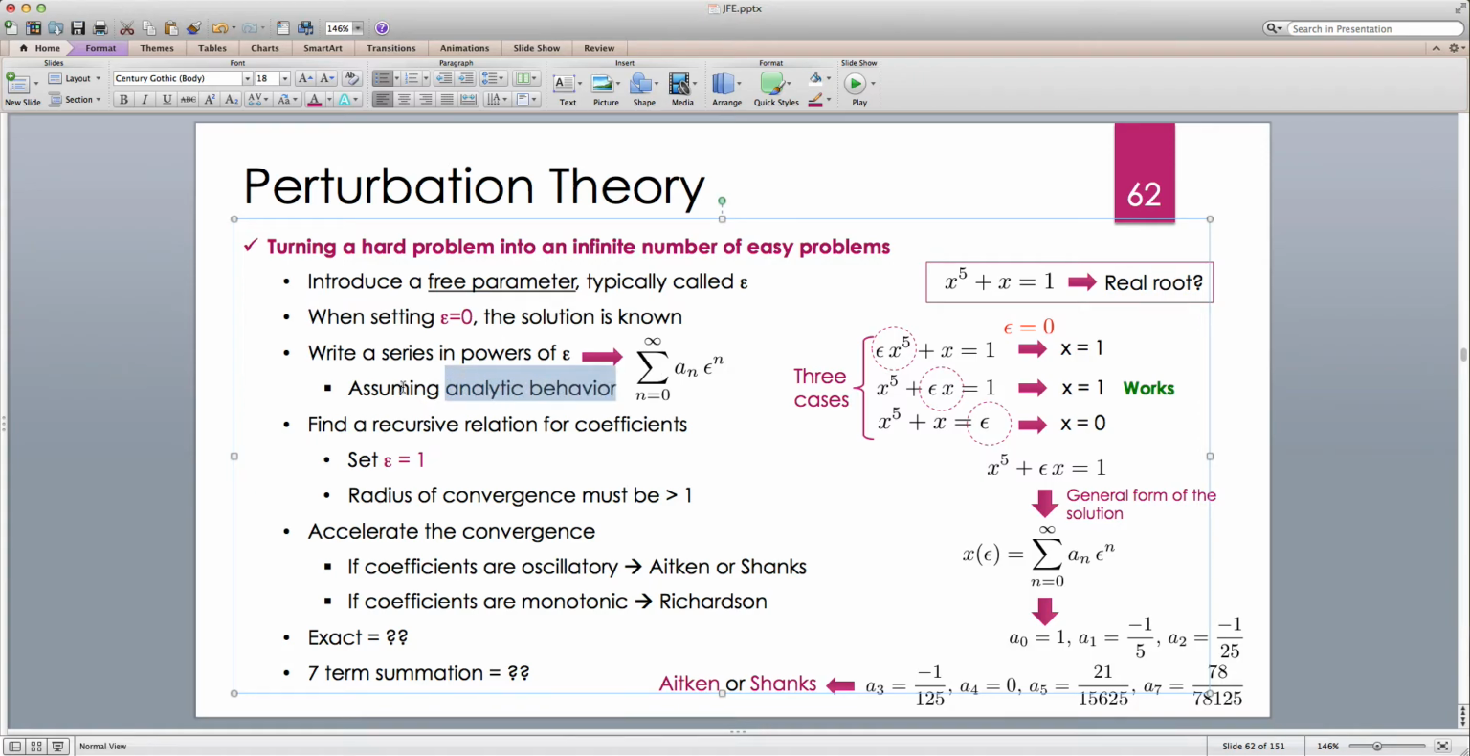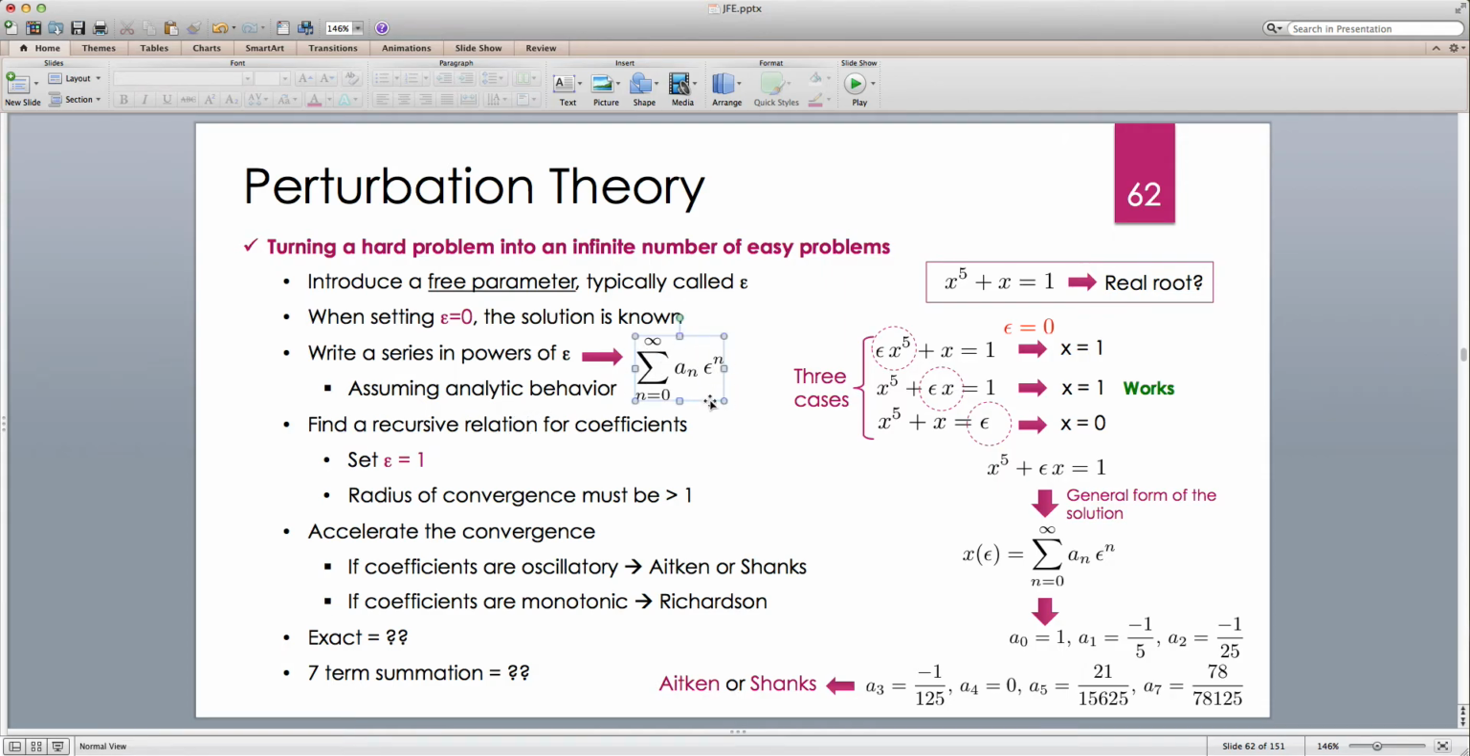Assuming an analytic behavior, this series is more like a power series or a Taylor series. Remember, Taylor series converge for analytic functions, okay? So we assume that the solution to the hard problem is well behaved, which in most cases it's not. If it's not well behaved, it just means that this series is not representing an analytic function, which means that this series is in fact a divergent series. But that's not a major issue. We can resolve that somehow in most cases.